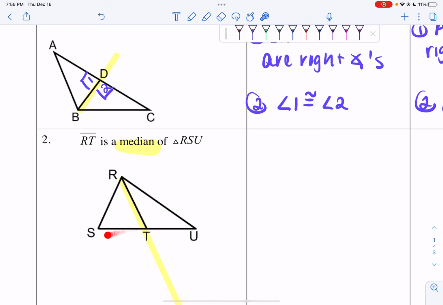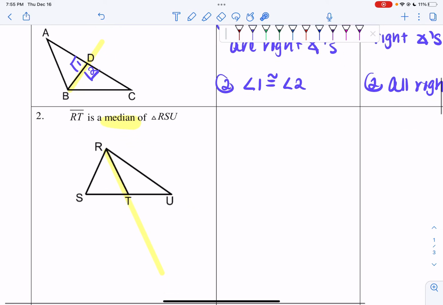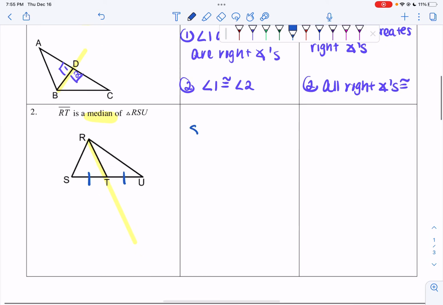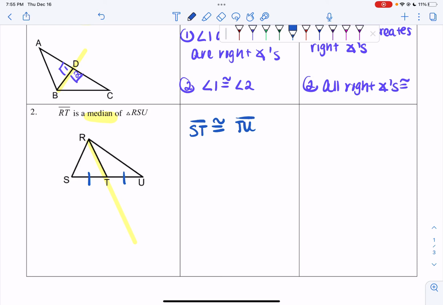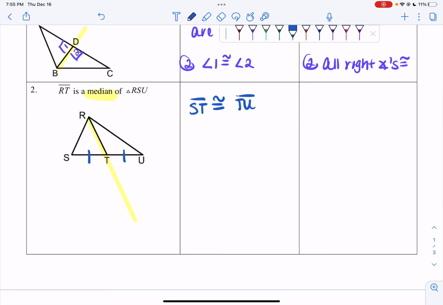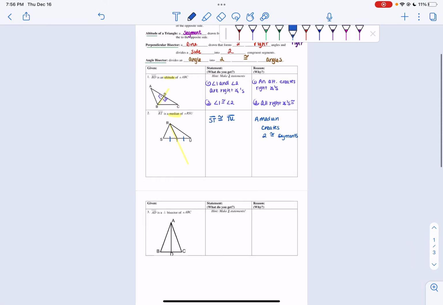So what do we know about a midpoint? They create two congruent segments. So what two segments are congruent right here? Very good, ST and TU. I can say ST is congruent to TU, and my reasoning would be a median creates two congruent segments. And that's all you have to write for medians.